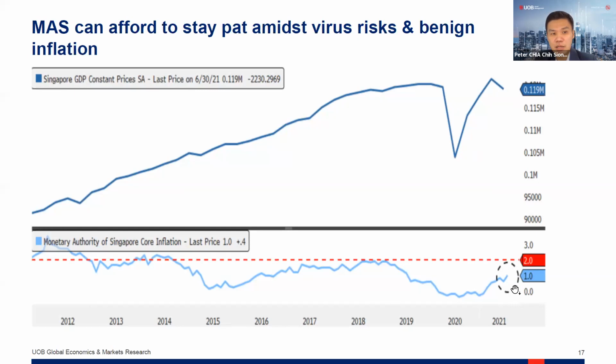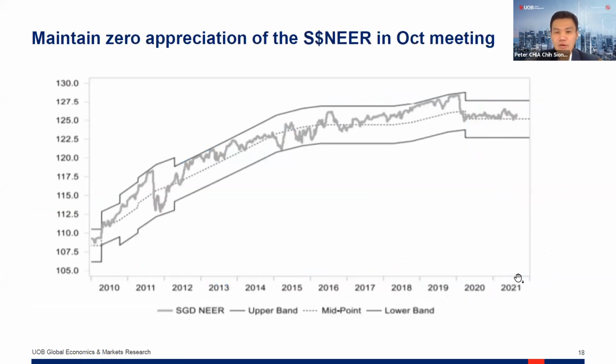In the next month, October, where MAS have a meeting, we think that MAS can afford to stay unchanged in this policy meeting, and probably the next time they will tighten policy will be 6 months later in the April meeting. But for now, MAS unchanged. What does it mean for the Sing dollars? It means that with the unchanged setting, the Sing dollar as a basket of currency will not be appreciating.